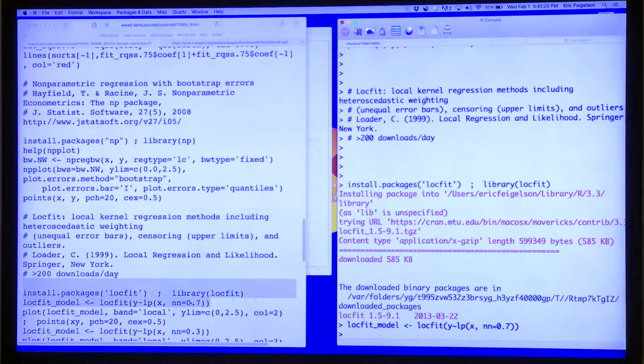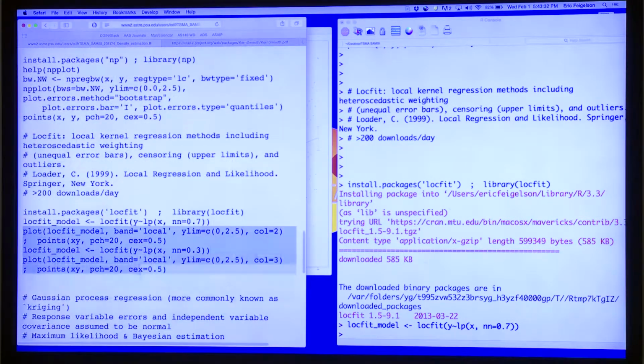And it ran, boom. And these things don't take very long. They run very fast in terms of CPU time. So let's see what locfit did.